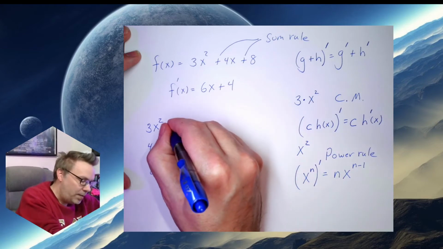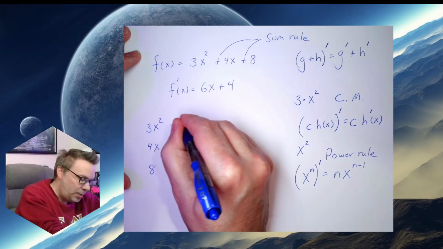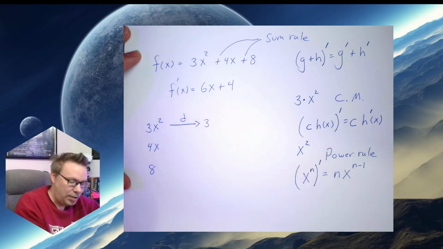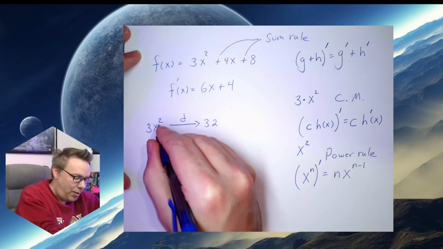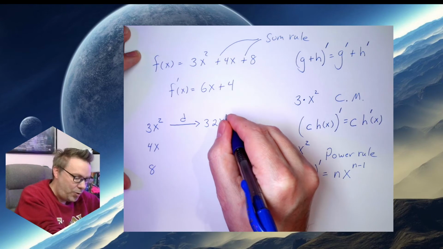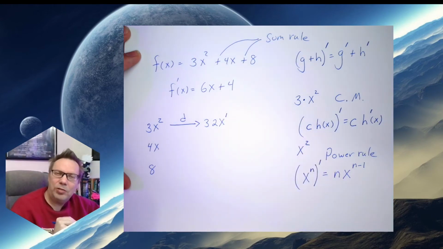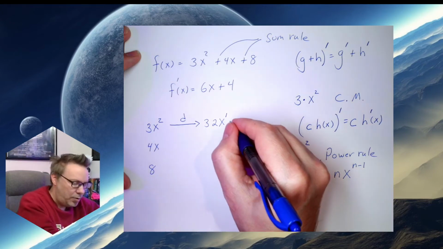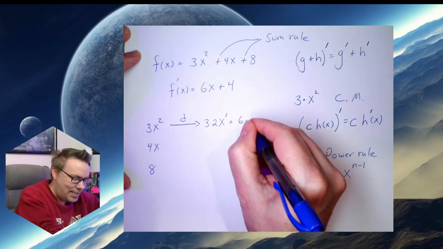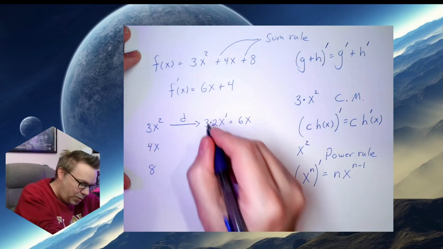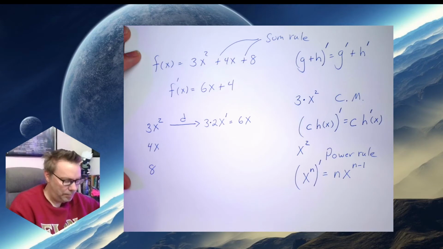So for the derivative of this, and I'm just going to put a little d on there, the 3 is going to come along for the ride. I'm going to drop the power of 2, and I'm going to subtract 1 from the exponent. A lot of times I don't like to write down 1 as an exponent because it looks like a prime. So I will rewrite this as 6x.